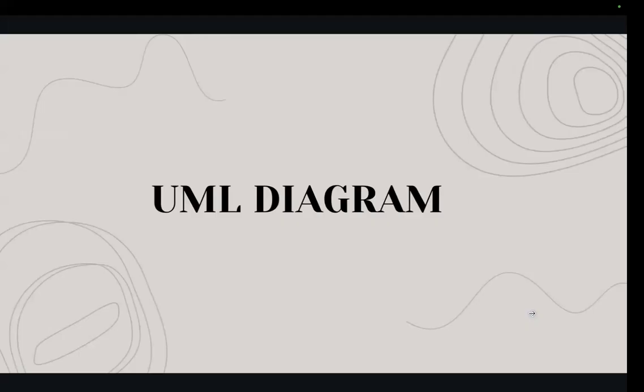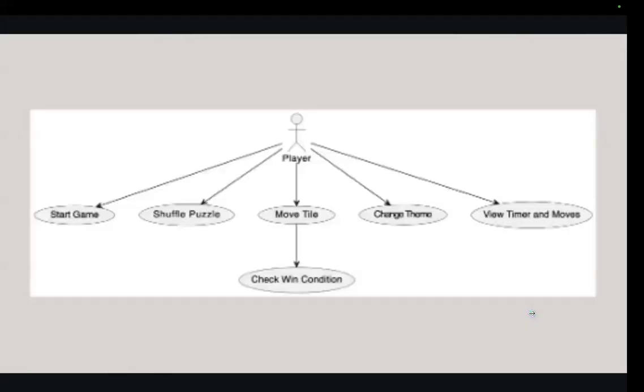And coming to the UML diagrams, which actually give us a visual representation of our project. So coming to the use case diagram of our project, as you can see, there is an actor called player on the top. So the actor is nothing but a user in our project. So a user can perform multiple actions in our project. Coming to the beginning, he can start the game, he can shuffle the existing puzzle, he can move the tiles, he can change the theme.